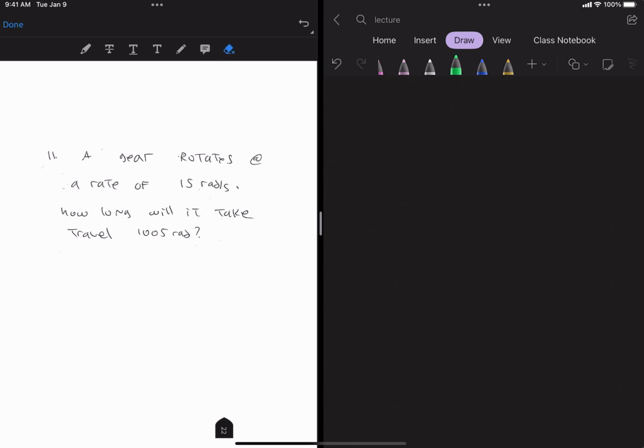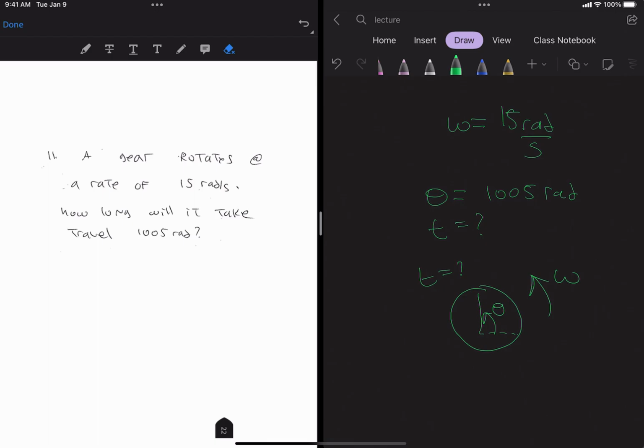Let's write down the givens. You have 15 radians per second, so that's an angular velocity, and 1005 radians, so this is an angle, and you're asking for how long, so t. So let's just see what's happening. You have a wheel. The wheel is spinning at an angular velocity omega, and in some time t, it's going to travel over this angle theta here, and we're trying to find out what is that time, t.